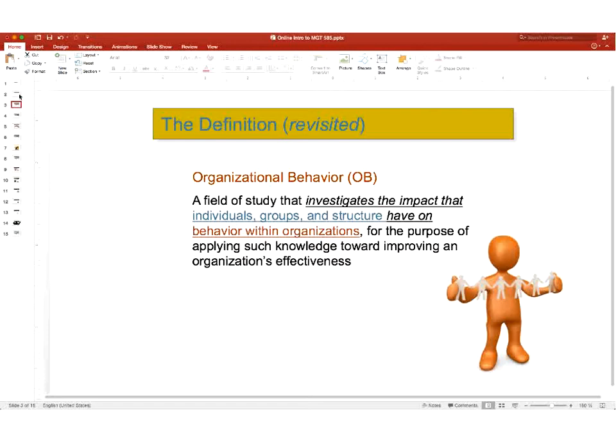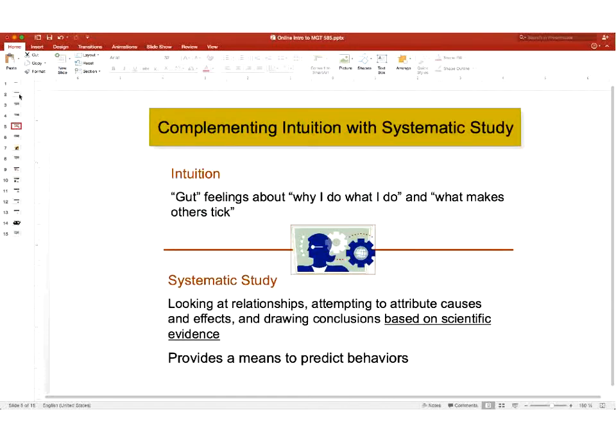So let's start with this first phrase of investigation of the impact that individuals, groups, and structure have on the behavior within organization. And specifically, let's start with this word investigate or investigates. What we mean here is that we're going to take a systematic study of organizational behavior. So within our jobs, we make decisions all the time, and most of the time we make them on some type of gut feeling about what we should be doing in this situation. And we call it intuition.